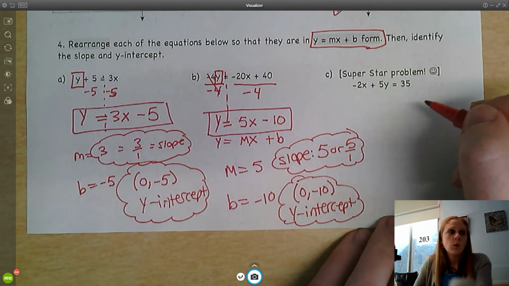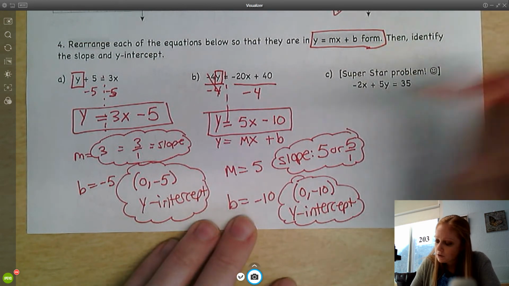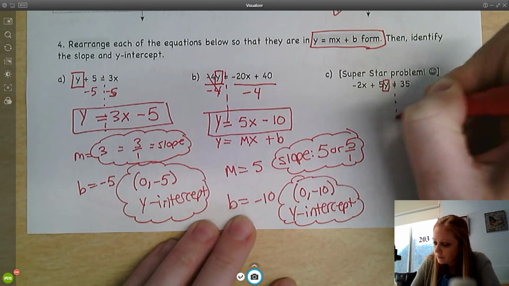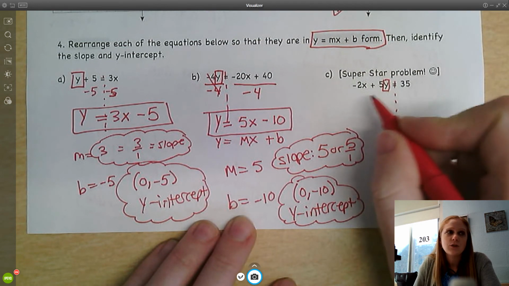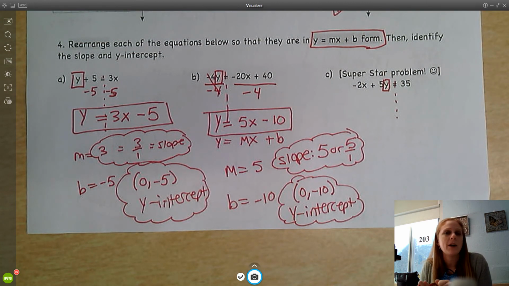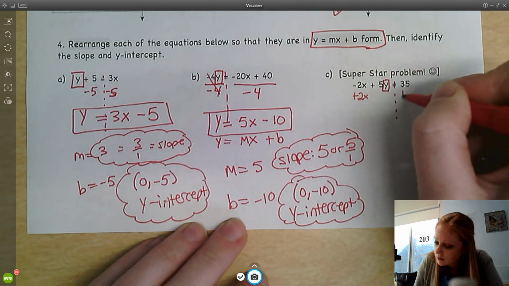Okay, last one, our superstar problem. All right, let's see if we can handle this one. So negative 2x plus 5y equals 35. Let's get the y all by itself. First, we want to move this negative 2x out of the way. This 5 is like glued to that y. It's being multiplied by y. We have to save that for last. So let's add 2x to both sides.